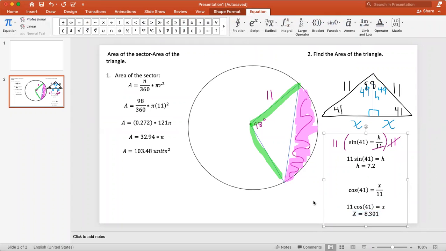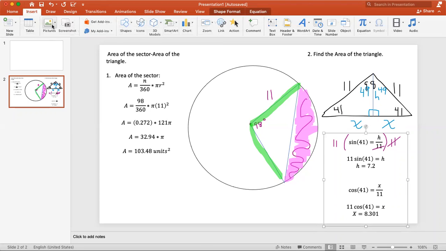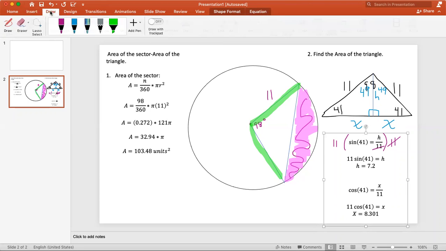Okay, so if x is 8.301, then multiplying by 2, the entire base is 16.6. Sorry, that's kind of crammed in there. But if x is 8.3, this is 8.3, then the entire thing is 16.6.